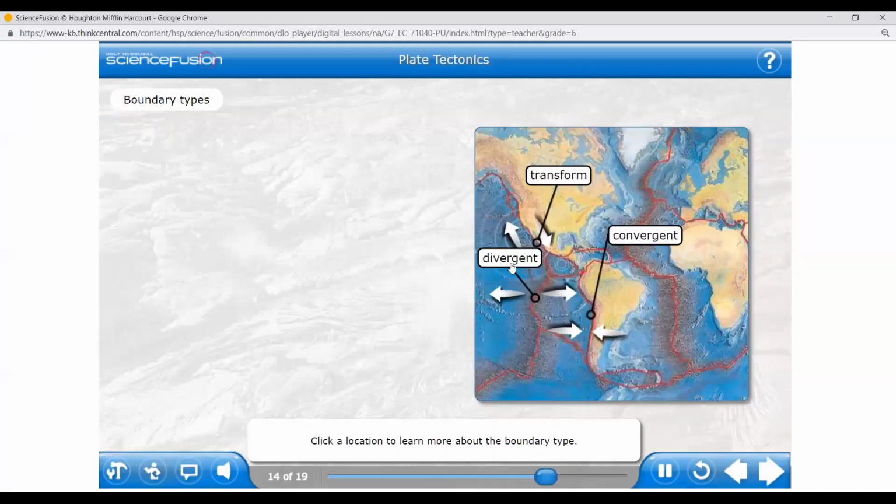As I told you, when you see divergent, that means the plates are moving away from each other. When I say convergent, they are coming close to each other. When I say transform, that causes earthquakes.